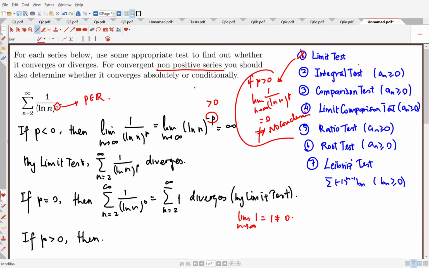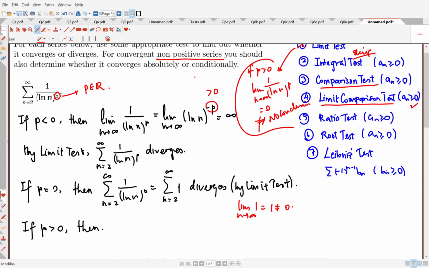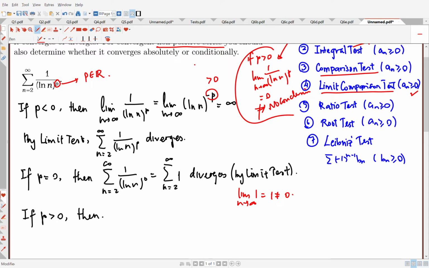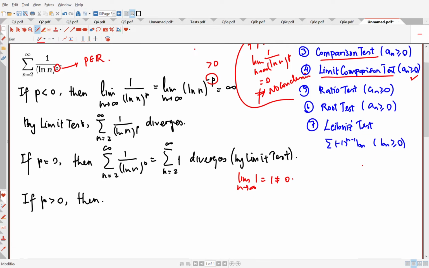Integral test, I will skip. Okay. Comparison test. Maybe we can use comparison test, and maybe we can also use limit comparison test. Let's just use limit comparison test. Okay. We will compare this with 1 over n.